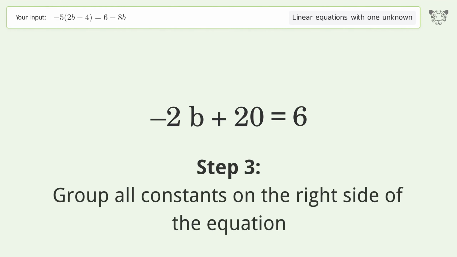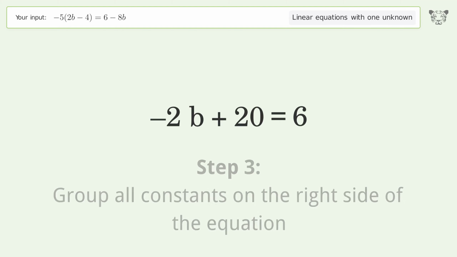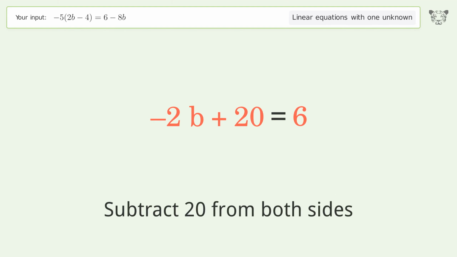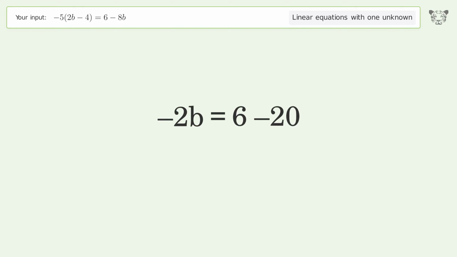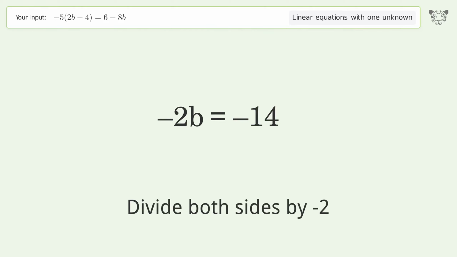Group all constants on the right side of the equation. Subtract 20 from both sides. Simplify the arithmetic. Isolate the b. Divide both sides by -2.